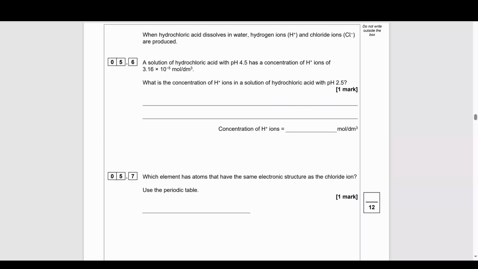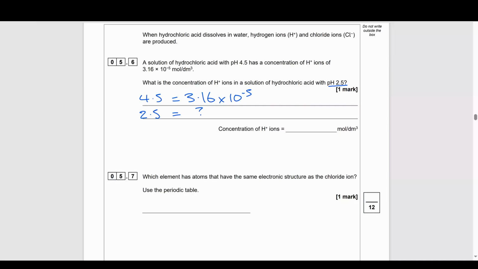When hydrochloric acid dissolves in water, hydrogen ions and chloride ions are produced. 5.6. A solution of hydrochloric acid with pH 4.5 has a concentration of hydrogen ions of 3.16 times 10 to the power minus 5 moles per decimeter cubed. What is the concentration of hydrogen ions in a solution of hydrochloric acid with a pH of 2.5? So they've said in the question, a pH of 4.5 gives us a concentration of 3.16 times 10 to the power minus 5. We need to find out what is a concentration when the pH is 2.5.